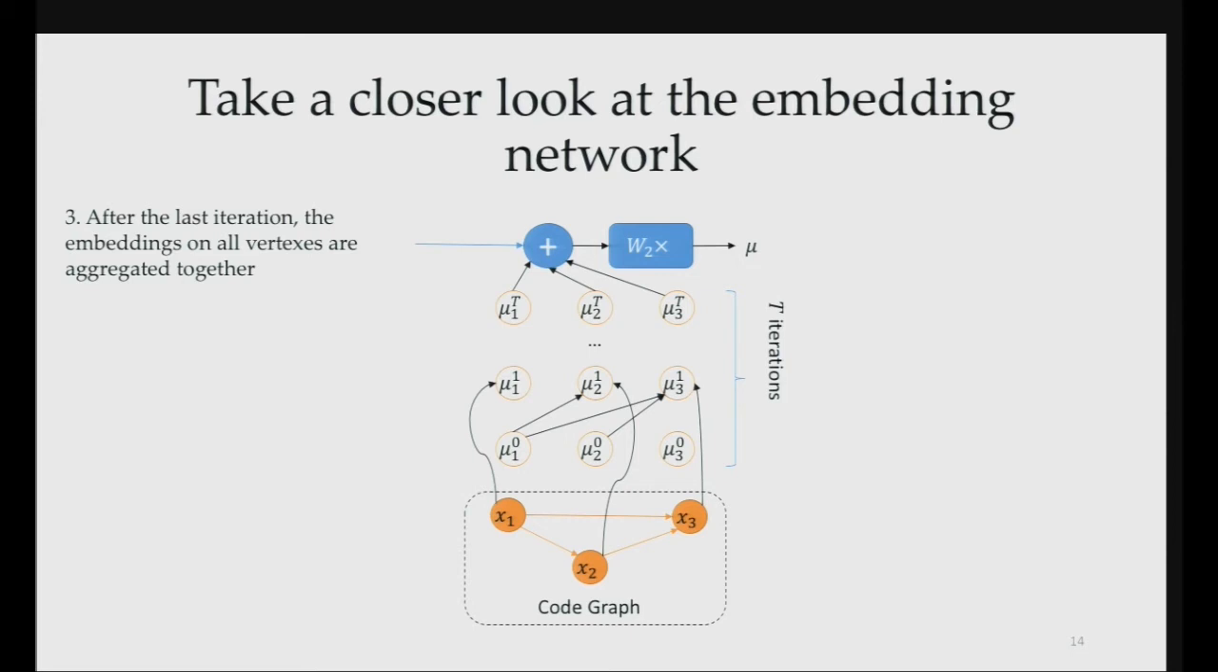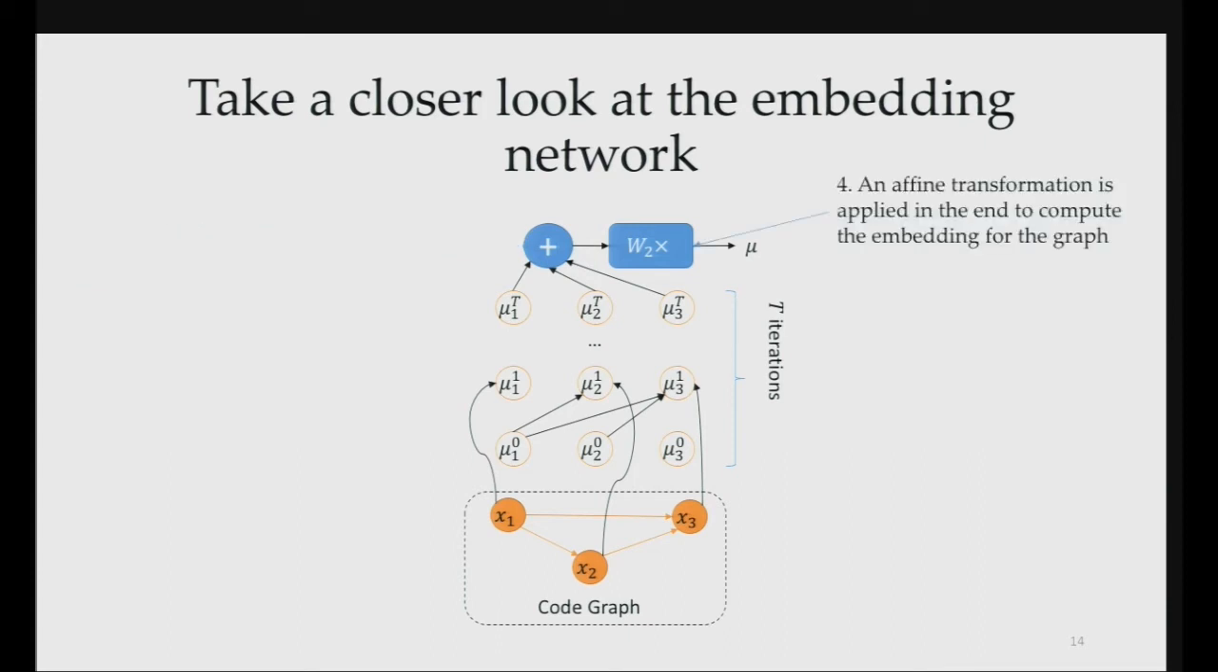And then all the embedding vectors on each vertex will be aggregated together using a summation operator. And then through an affine transformation, we get the final embedding of the entire graph.